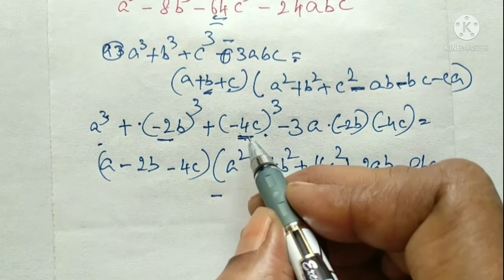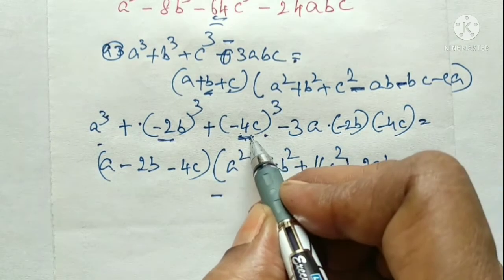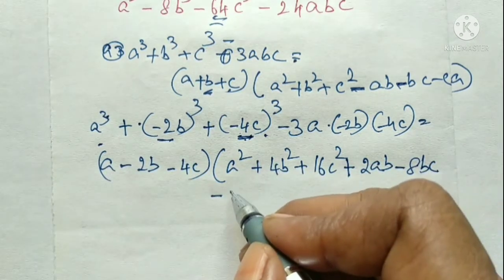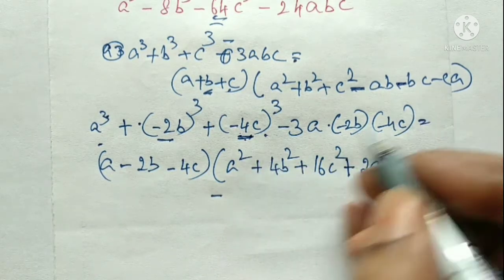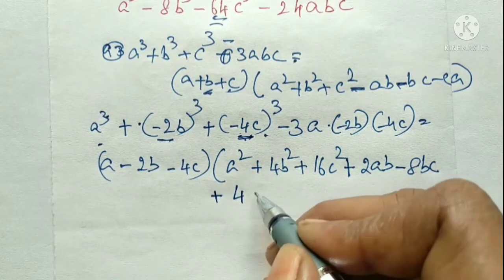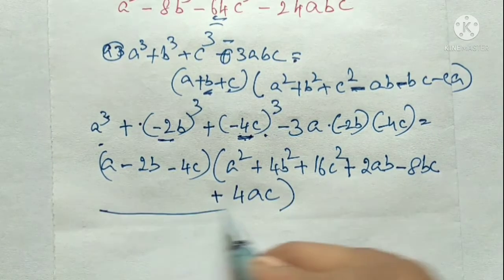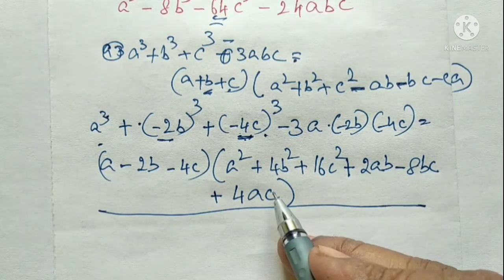What is the third term? ca is minus 4c multiplied by a, which means minus into minus plus 4ac. I think you have understood this.